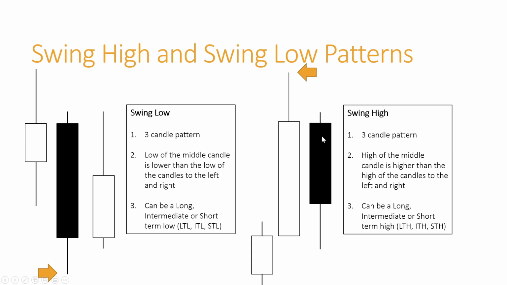And as you'd expect, the opposite is true for a swing high. So it's our 3 candle pattern again, and the high of the middle candle is higher than the highs of the candles each side. So you can see the high of this center candle here is higher than the one to the right, and it's also higher than the one to the left.